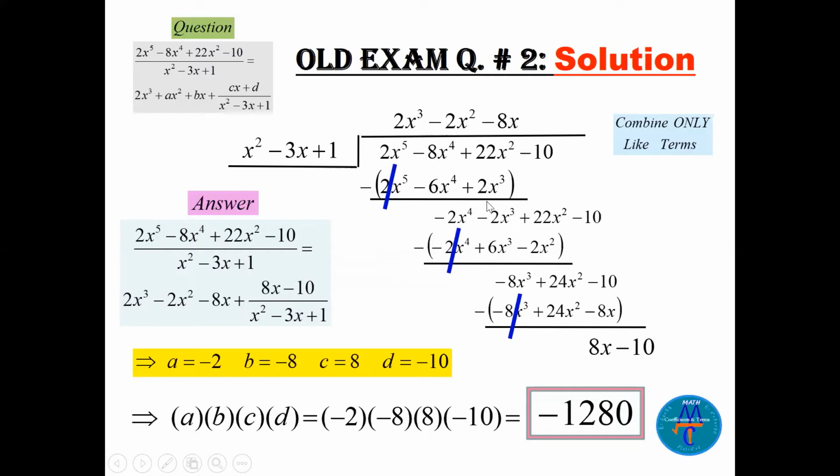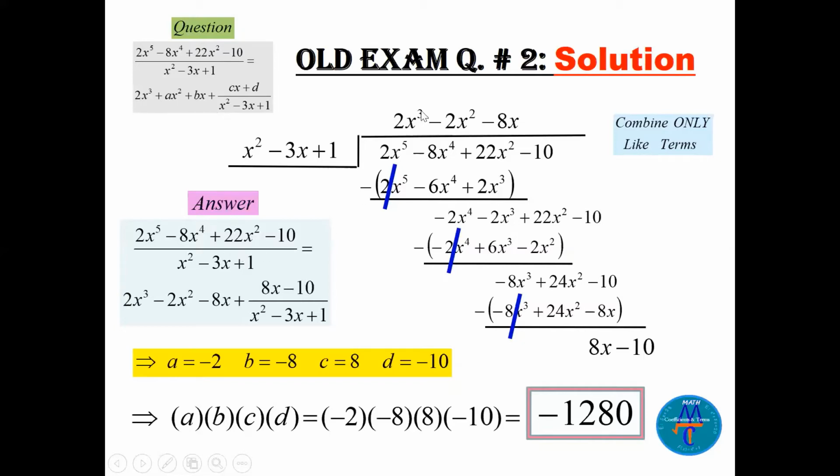And minus here, cube; I cannot add it with the square because you combine only like terms. So I leave the cube here with the minus, and I leave the squared with 22x squared minus 10. Then I repeat the process the same way I did the first one. If you understand it, you can do it. Now, this is the question, and this is the answer.